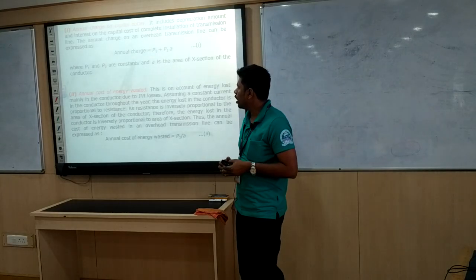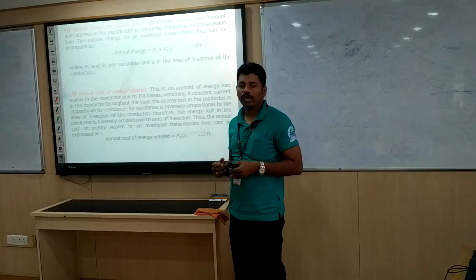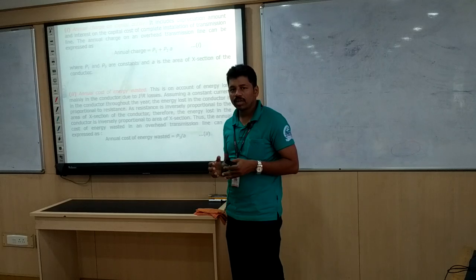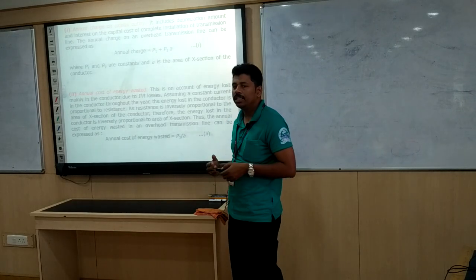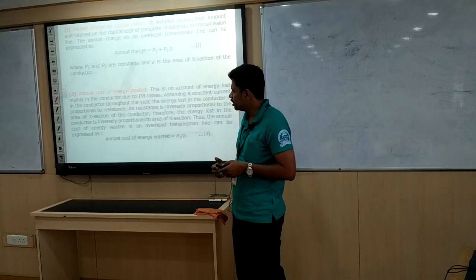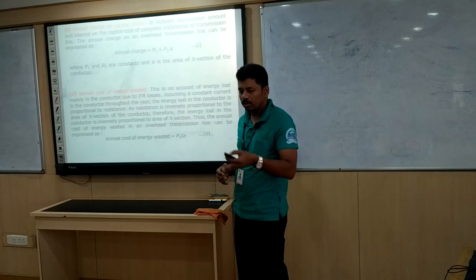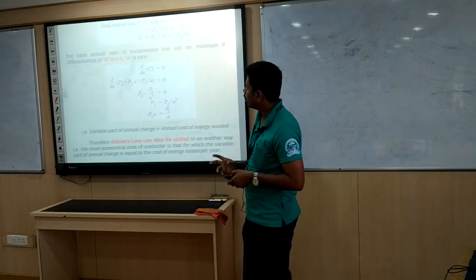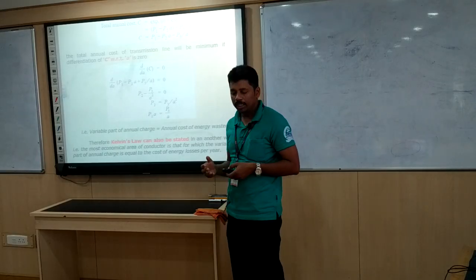To find the annual charge, there is P1 plus P2A. Using this expression you find the annual charge, where P1 and P2 are constants and A is the area of cross section of the conductor. The annual cost of energy wastage is P3 by A, because the area of cross section is inversely proportional to resistance, and the annual cost varies based on the resistance. If you add these two costs, the total annual cost is P1 plus P2A plus P3 by A.